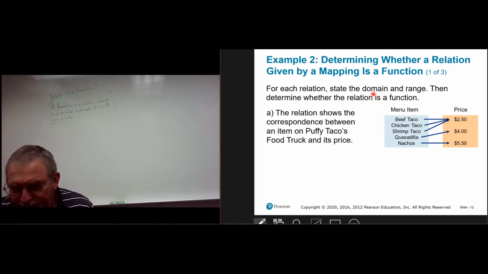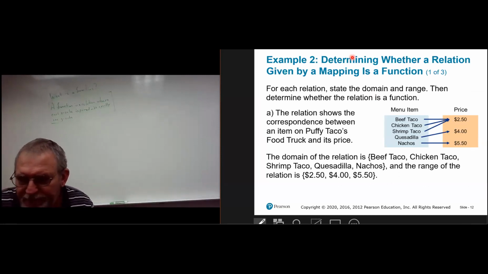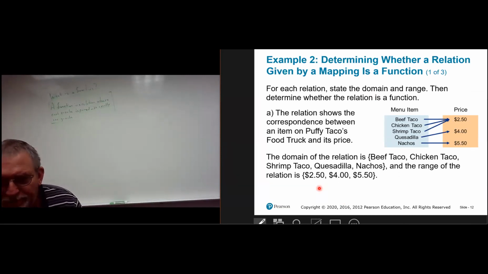And the domain, what's the domain? Menu items. So beef taco, chicken taco, shrimp taco, quesadilla, nacho. And the range, the price. Please notice, just like in the mapping, they only listed the 250 once because they want to know what was there, not how many times it showed up. Even though in a menu, they might show this price 3 separate times.